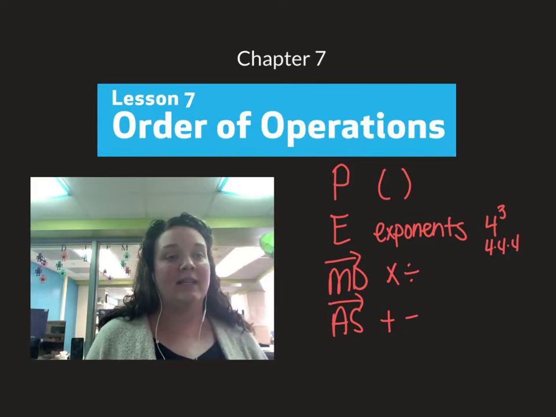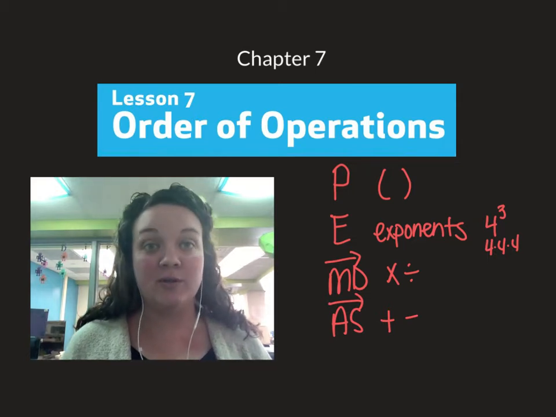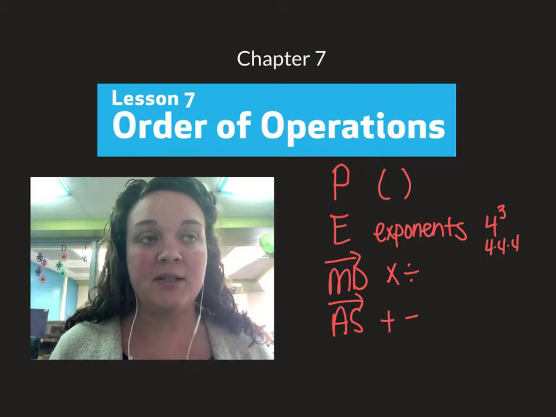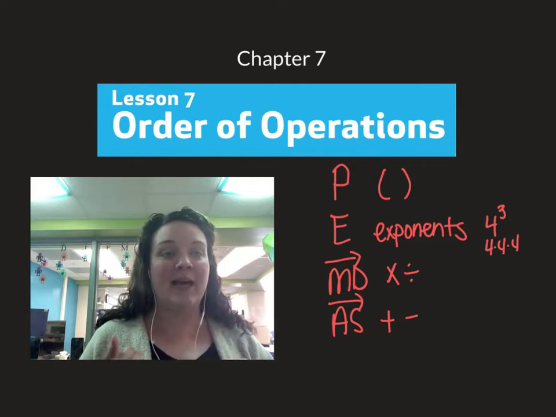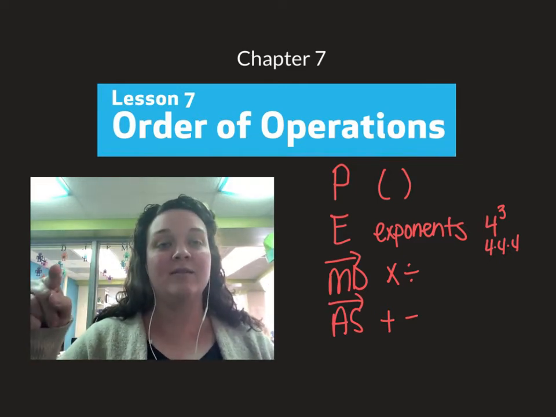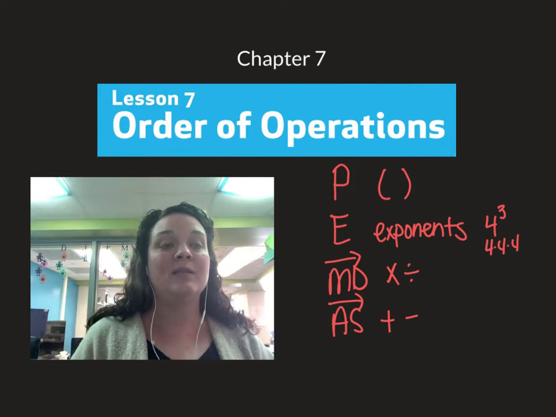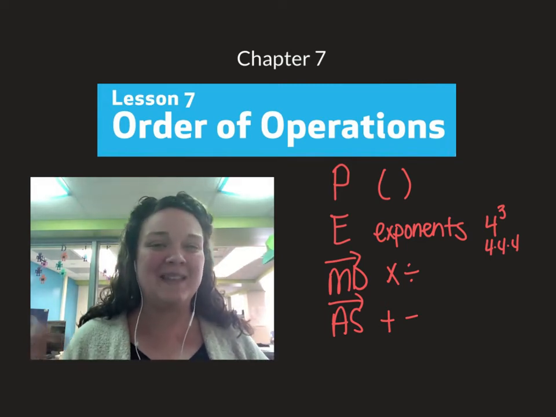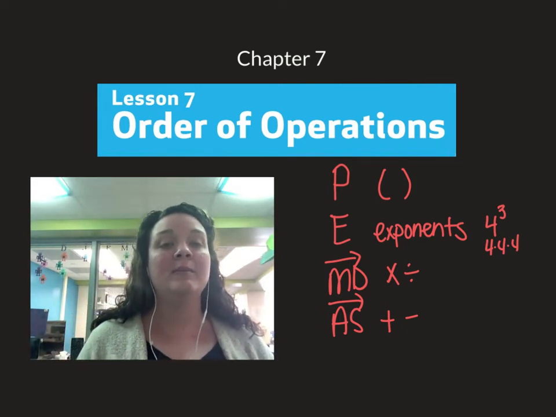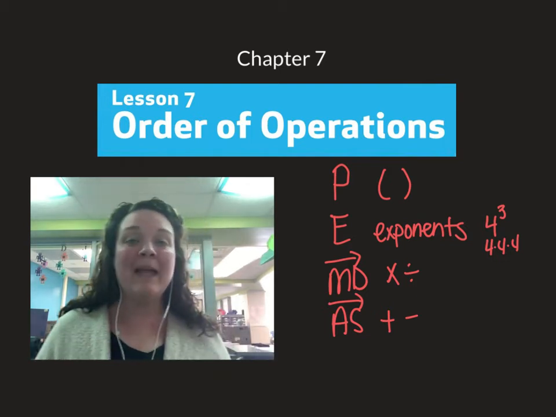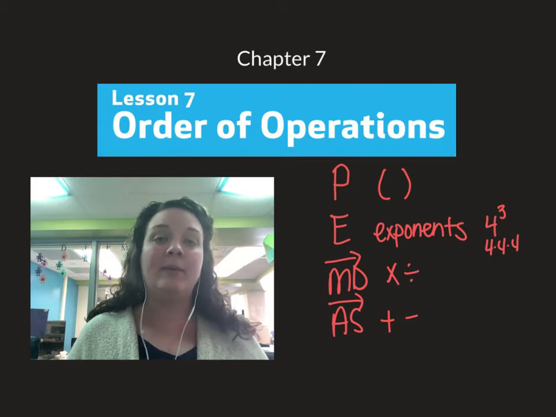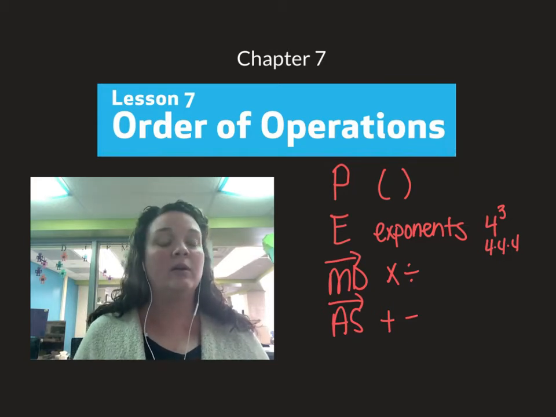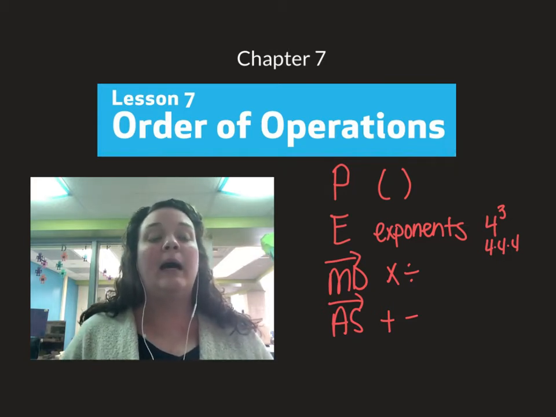Okay, so these are the rules we need to follow for order of operations. Parentheses first, right? We've always talked about that. Parentheses means do it first. Next we have exponents, which we're not going to talk about this year, but I just want to put them there so that you're used to seeing them. And then when we talk about exponents next year, you'll be like, oh yeah, I remember exponents. And then we'll just go from there.